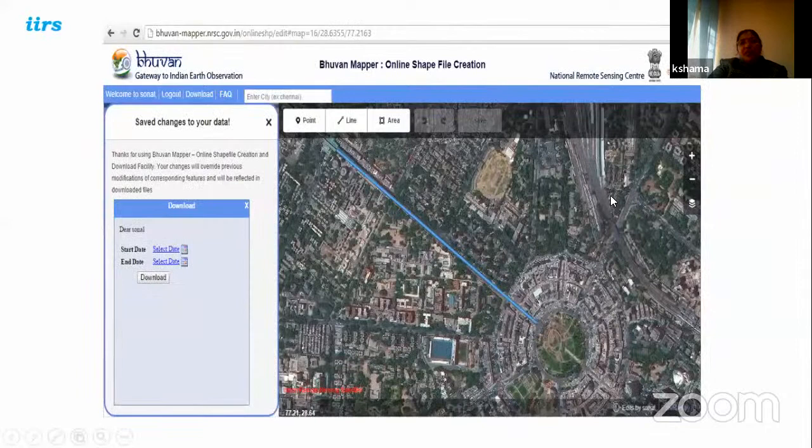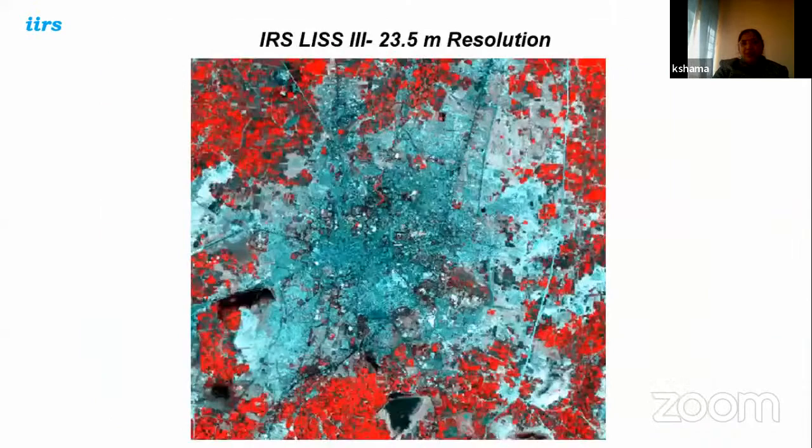Now, with all these data sets, ISRO has developed one portal that is similar to Google Earth, that is Bhuvan, where it gives you the facility to prepare even your own shape file. You can digitize your own road, your own map or land use map or some other features, and you can download that shape file to your system.